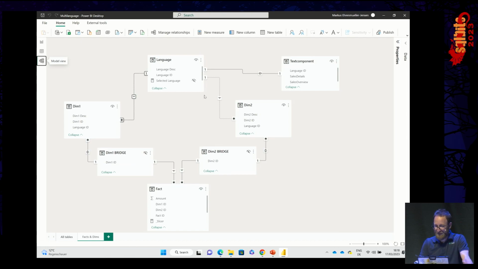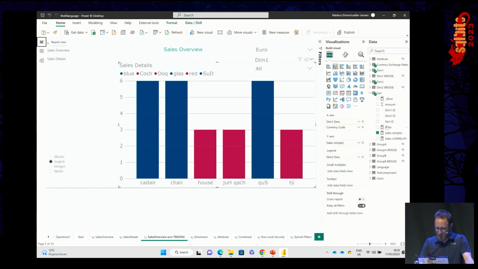But what about these solutions here? In the full solution, I just deleted those. I just have them here because I wanted to demonstrate that the use relationship thing doesn't work. So what I need is to apply this filter from the language table to the dimensions. And what I came up with is this nice function called TREATAS.